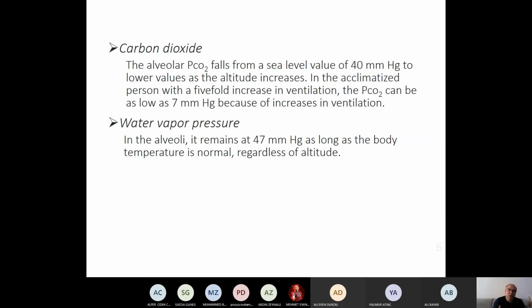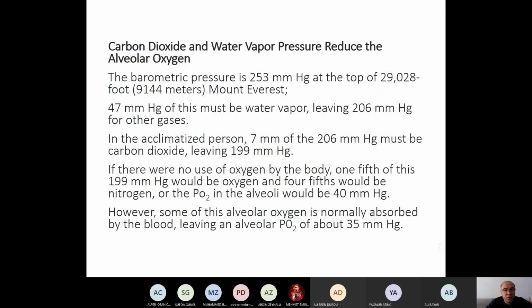That's why when we are calculating how much fluid has entered and how much fluid has gone away from the body, we add 500 more because we cannot measure it. We can measure the urine volume, but we cannot measure the evaporated water, okay, lost by respiration. Okay, carbon dioxide and water vapor pressure reduce the alveolar oxygen.